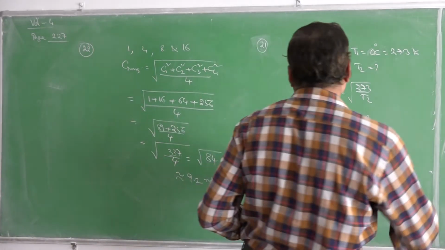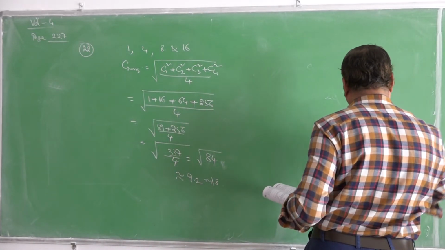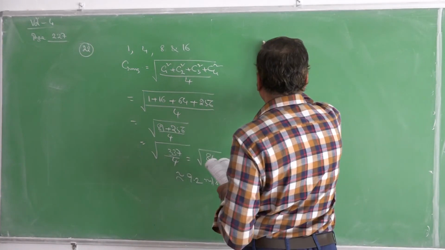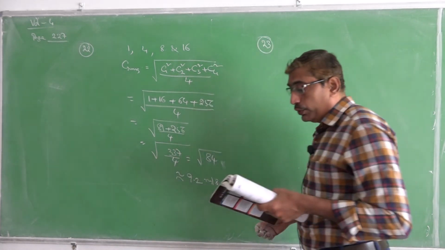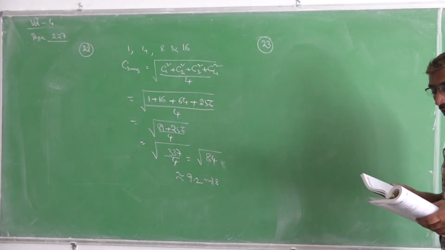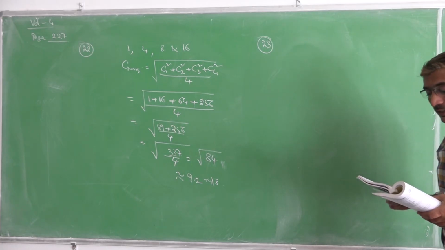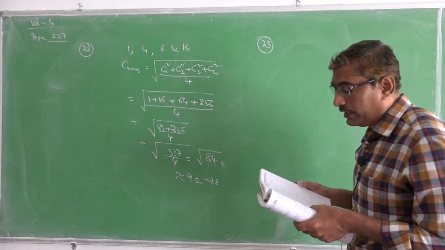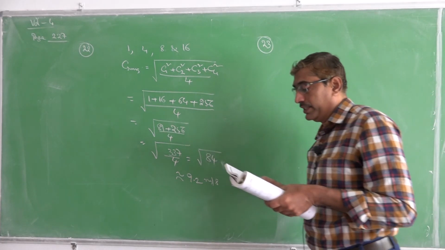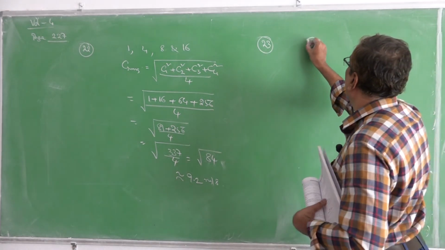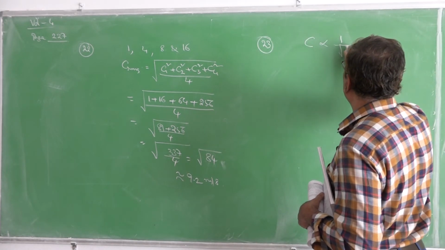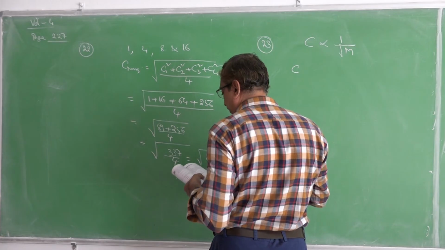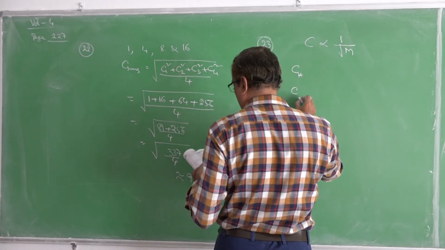Next, 23. Two vessels having equal volume contain molecular hydrogen at 1 atmosphere and helium at 2 atmosphere respectively. What is the ratio of RMS speeds of hydrogen molecule to that of helium molecule if both samples are at the same temperature? As you know, the RMS velocity is inversely proportional to root of molecular weight. Here the first one is hydrogen and the second one is helium.